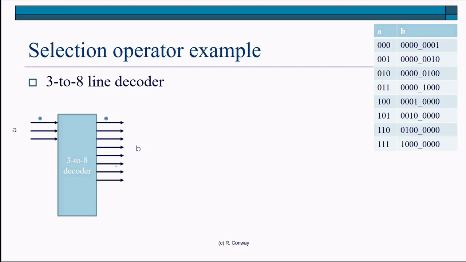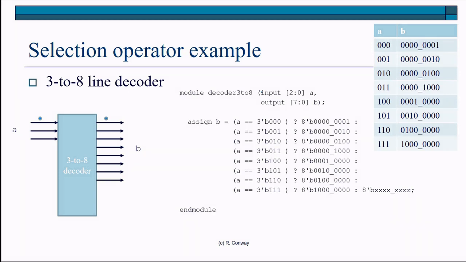This form of output is often called a one-hot output. This means that one and only one output is high at a time. For the 3-to-8 line decoder, even though we have 8 bits in the output, we only ever have one of those bits set high. Here is a Verilog module that models the 3-to-8 line decoder, and we make use of the conditional operator for this purpose.